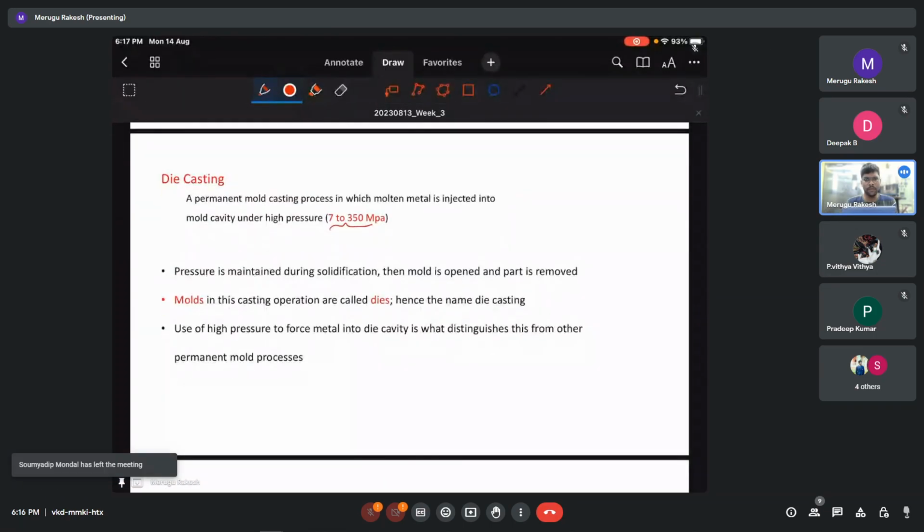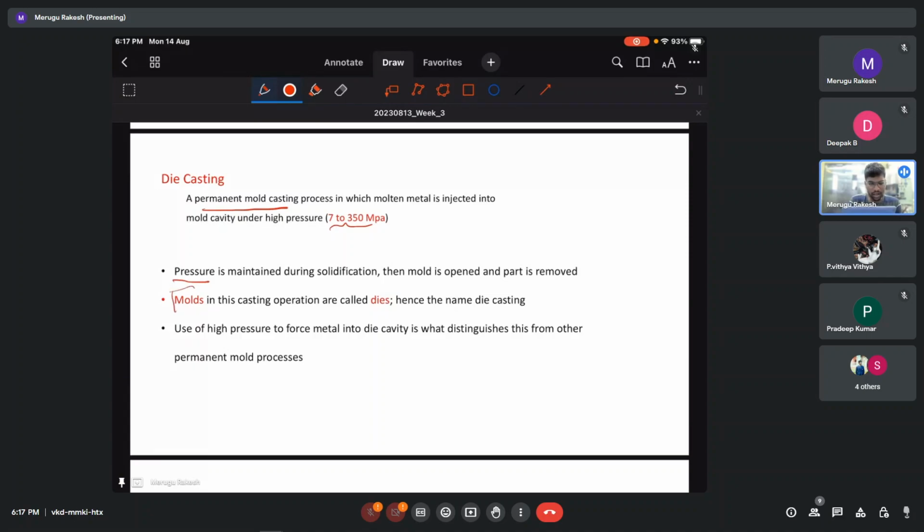Yes, I think now you can see. So whenever you use die casting, it's a kind of permanent mold casting in which we work around 7 to 350 megapascals of high pressure. As you see, high pressure is maintained during solidification, then the mold is opened and the part is removed. All the process remains the same except we are using very high pressure during solidification.